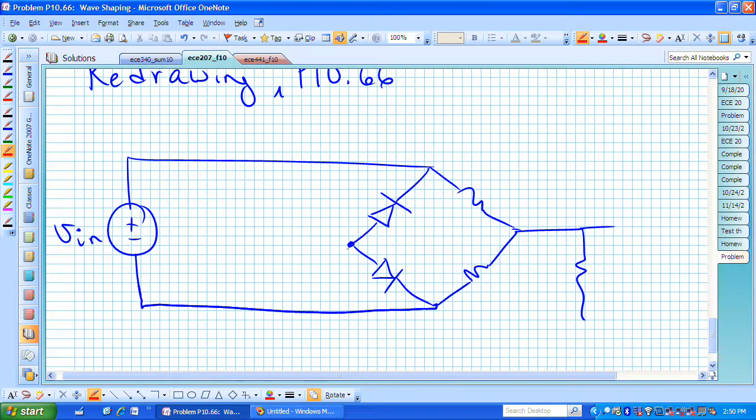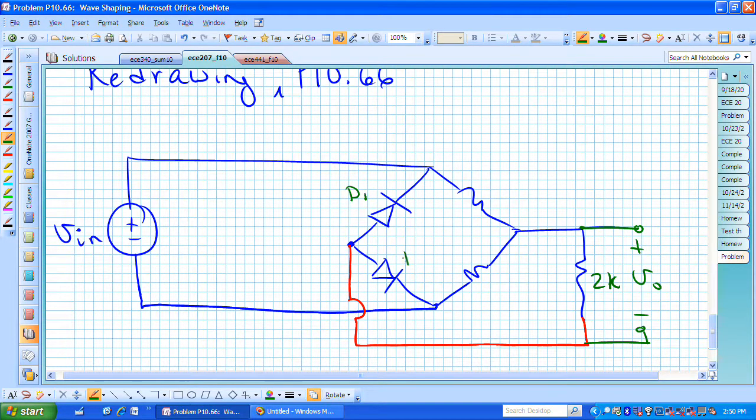What we want to do now is simply connect this point, the ground point, to that point, and recognize the fact that the voltage that we want is our output voltage right there, and that's across this 2K ohm resistor. Here's diode 1, diode 2, 1K, and 1K for our circuit elements. That's now a re-sketch of the circuit.